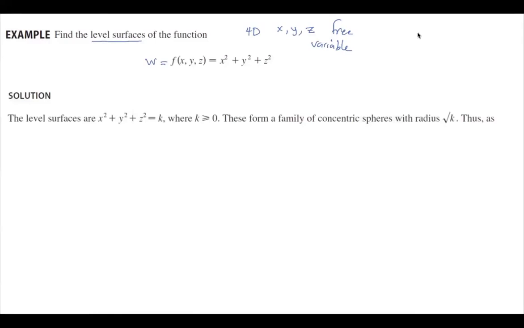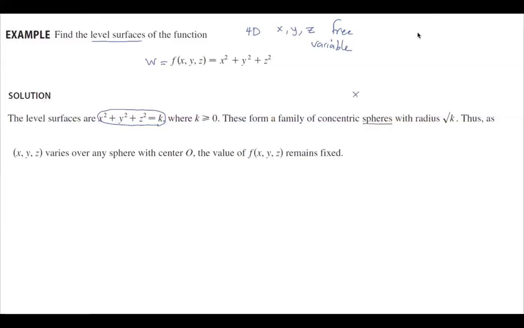Well, we set this equation equal to k. Now, remember the definition of a sphere. Sphere centered at the origin is x squared plus y squared plus z squared equals r squared. So in this case, your r squared is equal to k. And since r is the radius, we don't accept the negative sign. So that's why you see the radius to be square root of k.